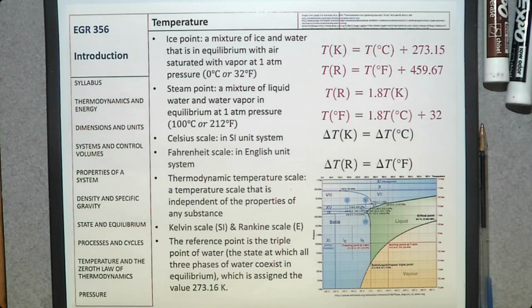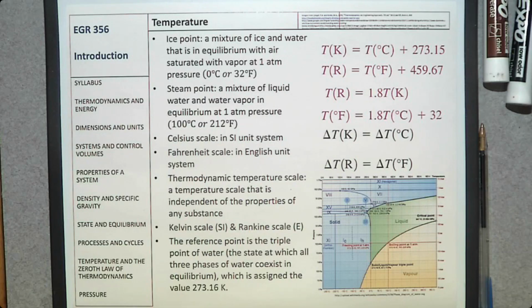Then let's talk about why Kelvin is the standard unit. I think Celsius is good enough because it is based on science: 0 degrees Celsius for ice, 100 degrees Celsius for boiling water. Then why do we need another unit for the standard SI unit?